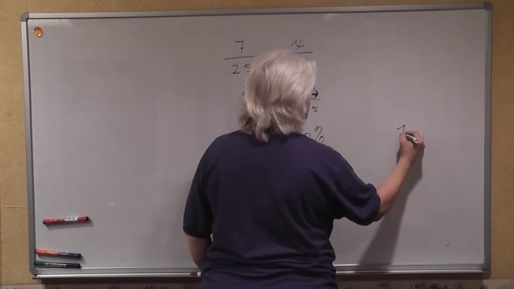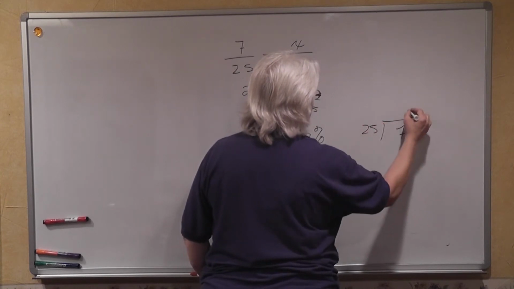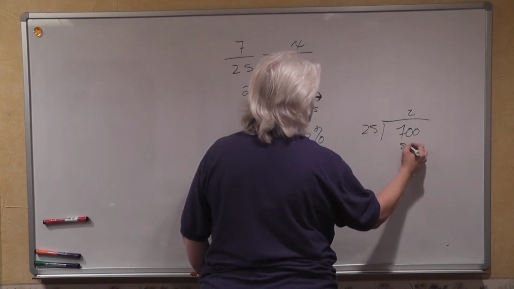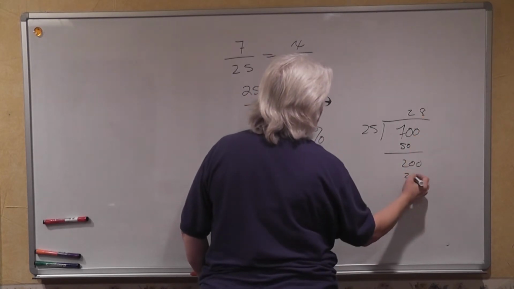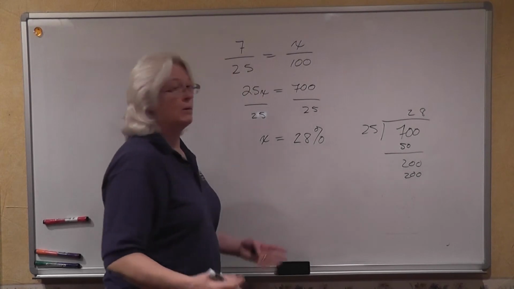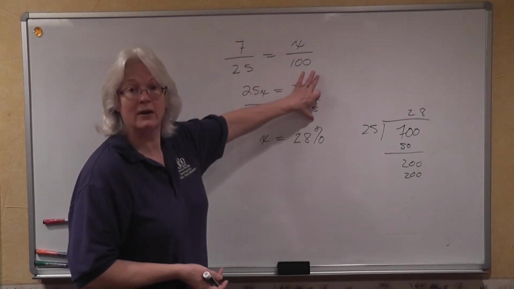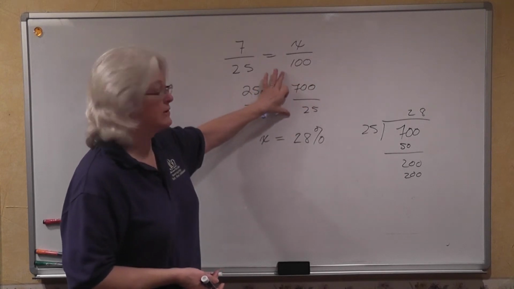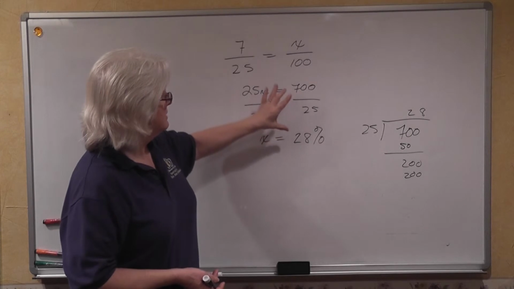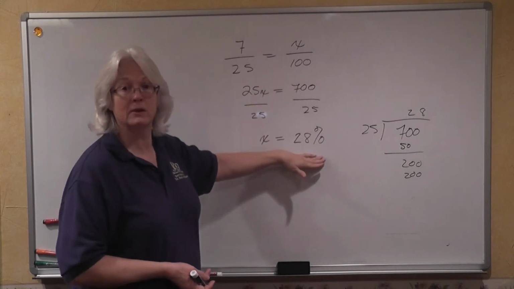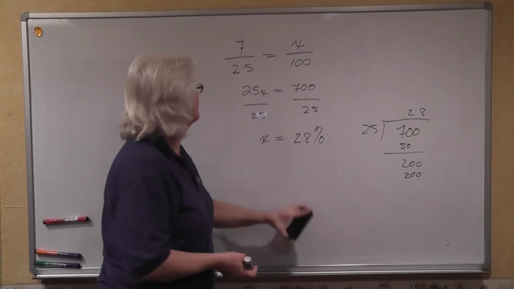Or you can always do 700 divided by 25. 2 times 25 is 50. 8 times 25 is 200. Or you could look at this and say, okay, I can cancel out a factor of 5, I can cancel out a factor of 5 again. But whatever you have to do, you've got to get this fraction where we've solved for x and express it as a percentage.